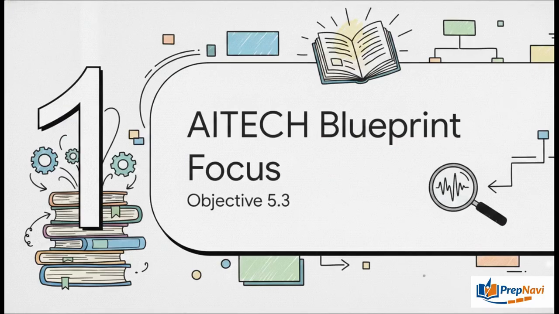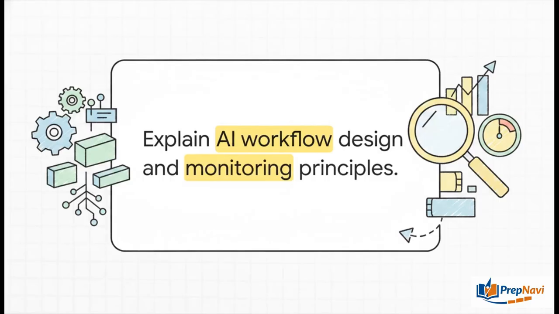All right, Section 1, the AITECH Blueprint Focus. We're zeroing in on Objective 5.3. So, Objective 5.3 straight up tells us you must be able to explain AI workflow design and monitoring principles. Cisco requires you to understand both the architecture and the oversight. Think about it. When you plug an AI model into a development lifecycle, how do you track what it's actually doing? How do you know if it's succeeding or just completely hallucinating? This objective really sets the stage for the whole shebang.